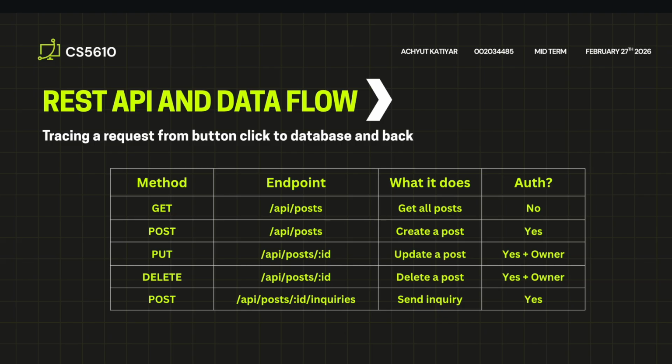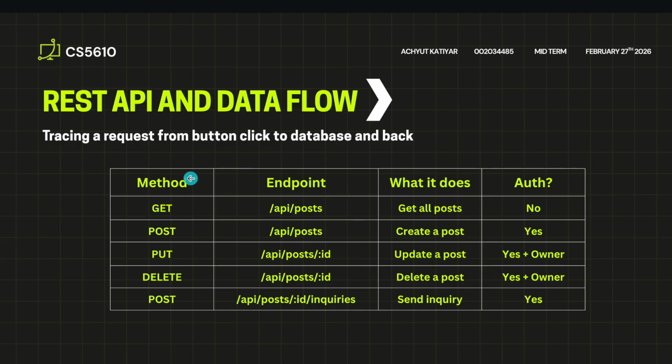Okay, so the server always responds with a status code and usually some JSON data. That is REST. It is not a library or a tool. It is just a pattern for how the front end and back end agree to communicate. So here are the main endpoints in SkillSwap, which was my second project, and notice how some require authentication and some don't, and some even require you to be the owner of the post.